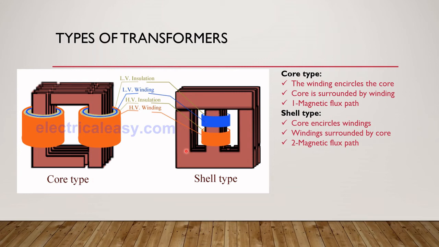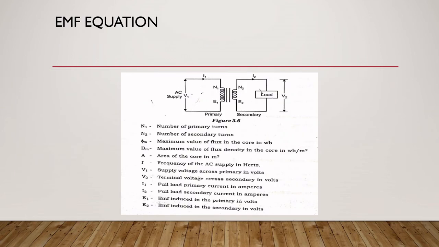But in the shell type, if you look keenly at the diagram, you can see the difference. The core encircles the winding, so the core is outward. The winding is the inner winding, that is the blue color and yellow color. So here the winding is surrounded by the core. So there are two magnetic flux paths in the shell type transformer.